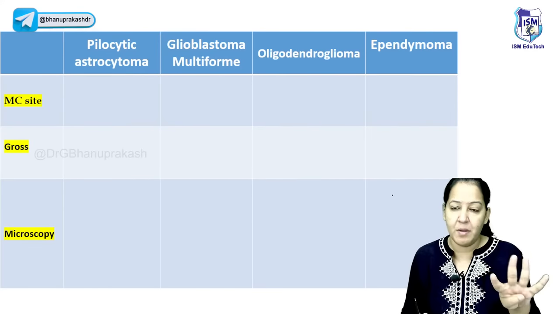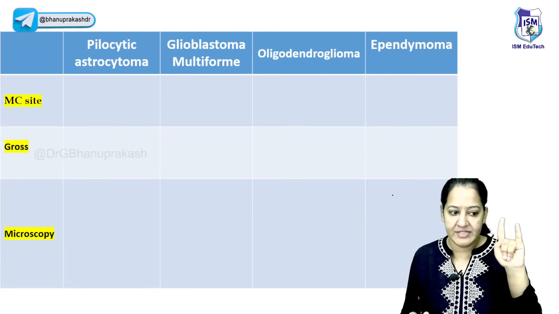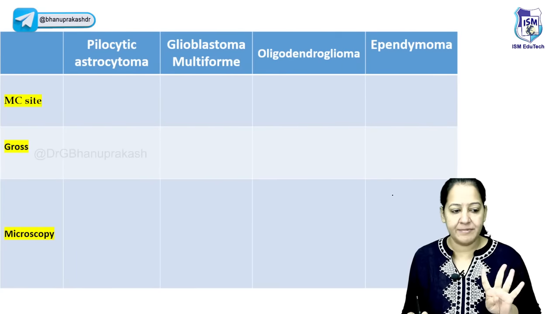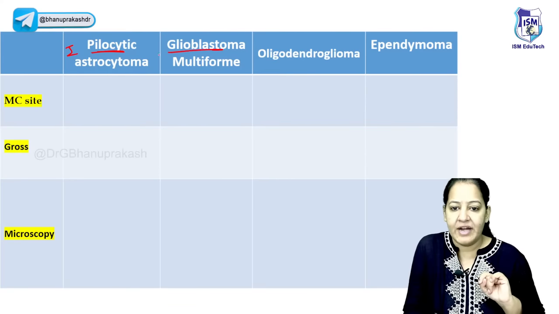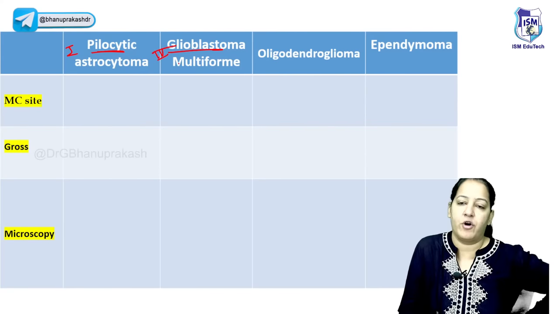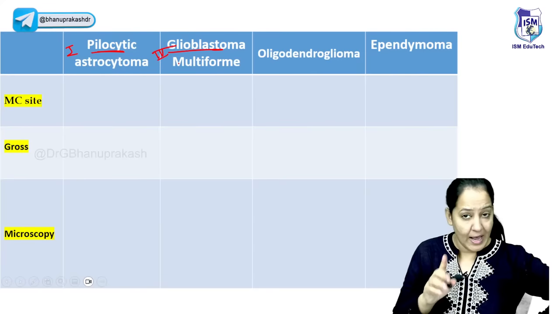Out of the four astrocytomas, I will take 1 and 4. I repeat, out of the 4, I am taking only 1 and 4, not 2 and 3. This is grade 1, pilocytic astrocytoma. This is grade 4, GBM, glioblastoma multiforme. Children and adult. Astrocytomas are done.